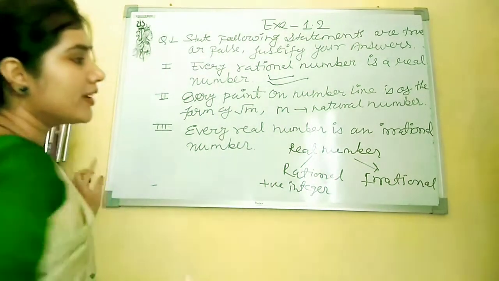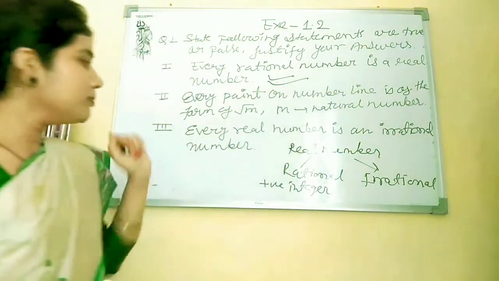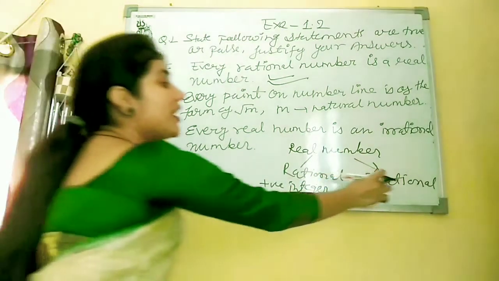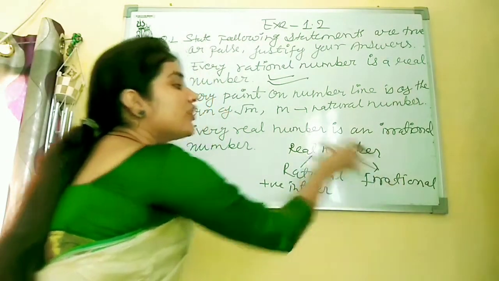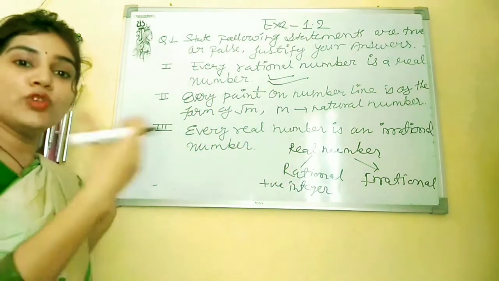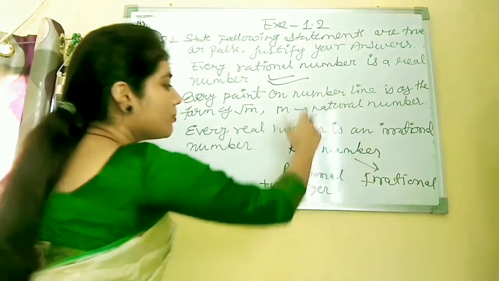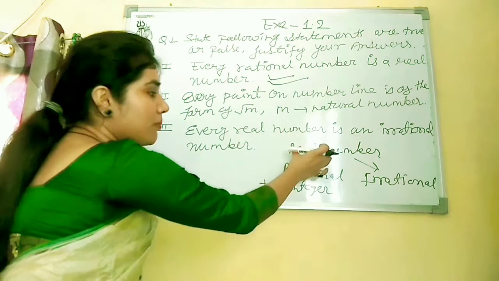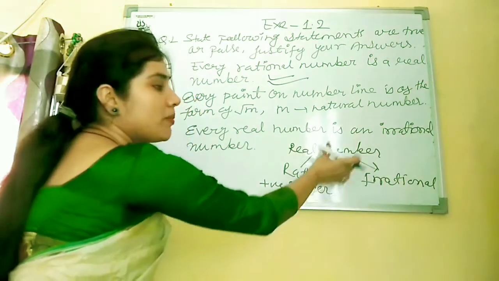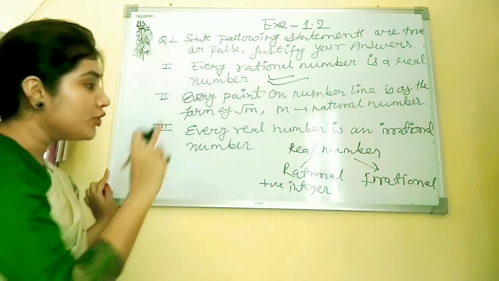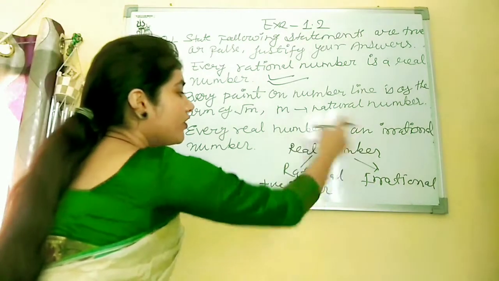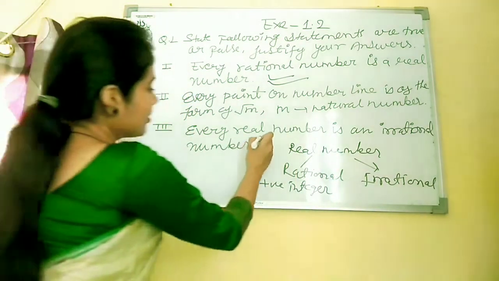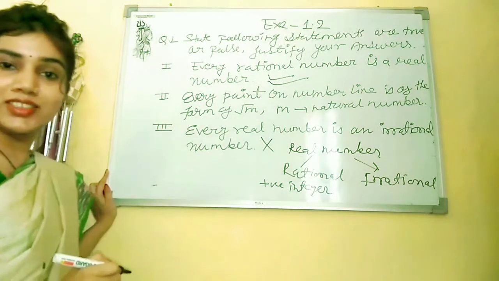Now the next statement is: every real number is an irrational number. Is it possible? No, it is not possible. Irrational numbers come under the real numbers. But how can you say that every real number is an irrational number? There might be some numbers that are rational and some that are irrational. But you can't say that each and every real number is irrational. This is not possible. So this is the false statement.